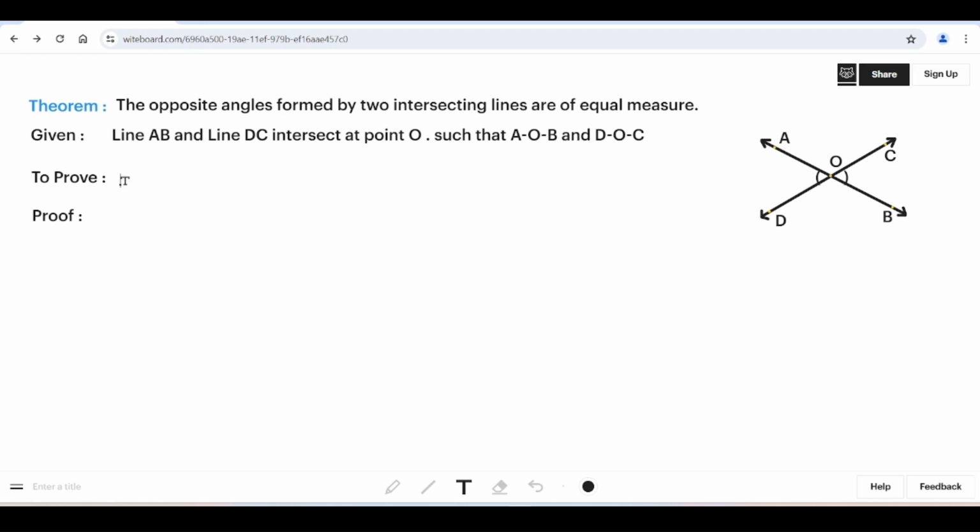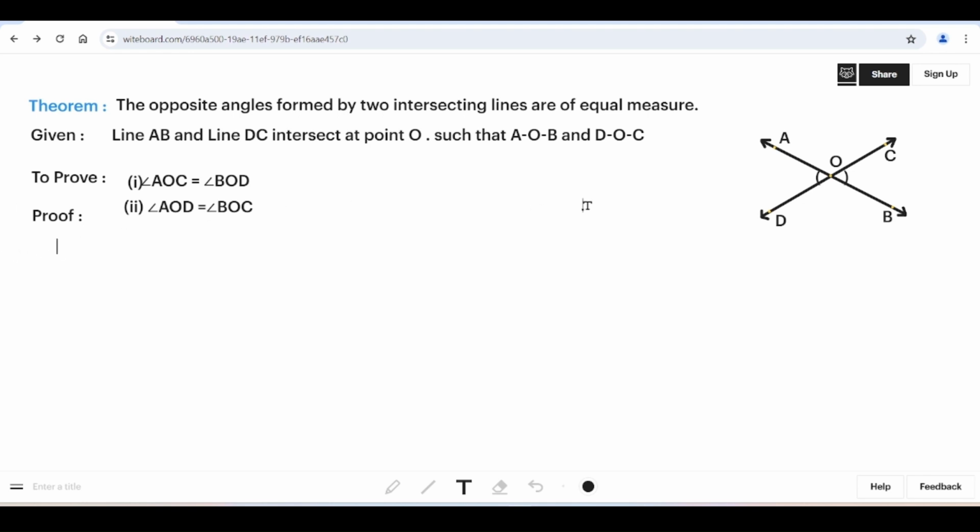So now, what do we want to prove? We want to prove that those pairs of opposite angles are equal. So our proof will be that those pairs of opposite angles should be of equal measure. That is, angle AOC should be equal to angle BOD and angle AOD is equal to angle BOC. Now both will have the same explanation. So first we will prove the first one, that is angle AOC is equal to angle BOD, then automatically it is similar for the second angle pair also.